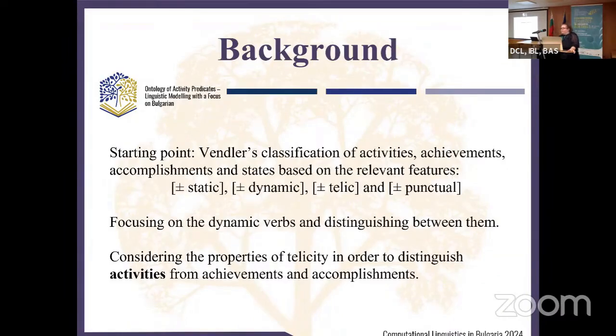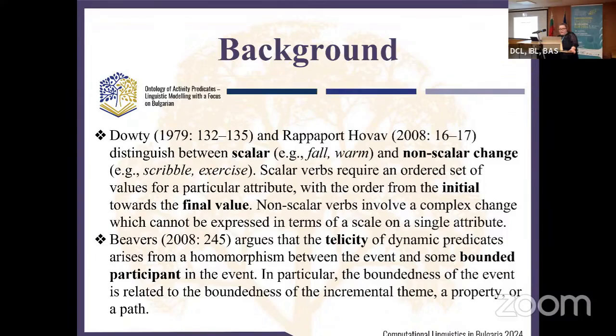So as a point of departure, I use Vendler's classification of activities, achievements, accomplishments, and states. My focus is basically on the activities, focusing on the dynamic verbs and distinguishing between them, and then focusing on activities and how they can be distinguished from achievements and accomplishments based on Vendler's classification. So some background, I've put some references there as well.